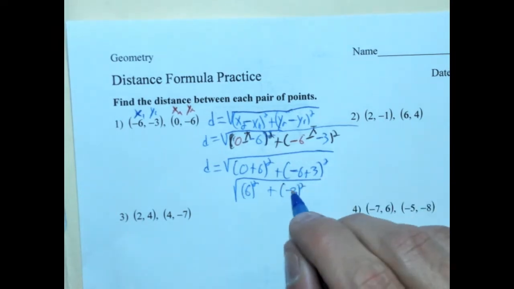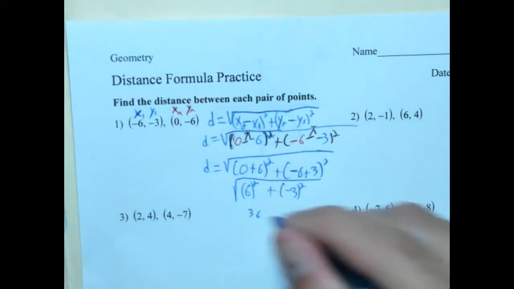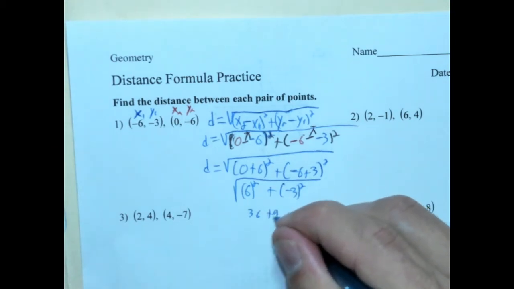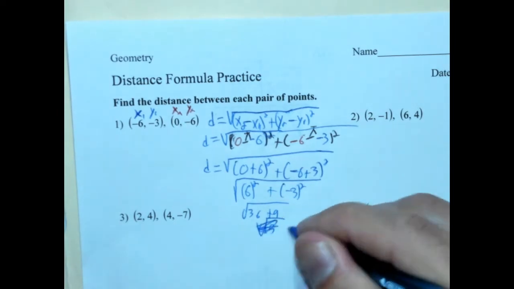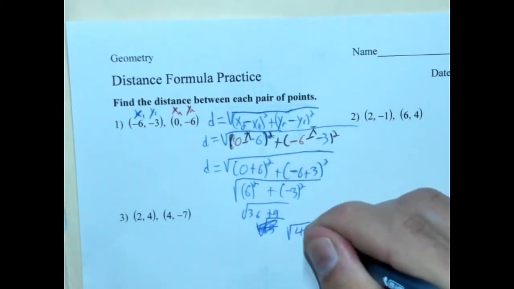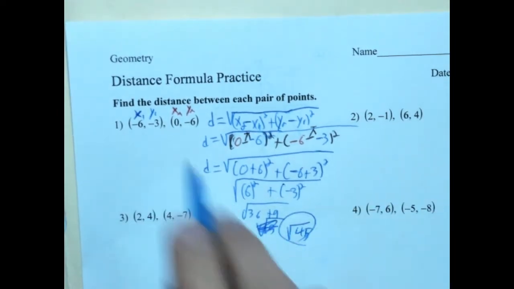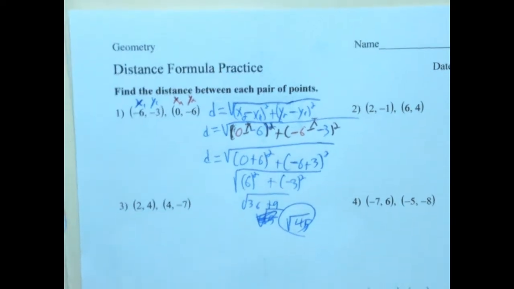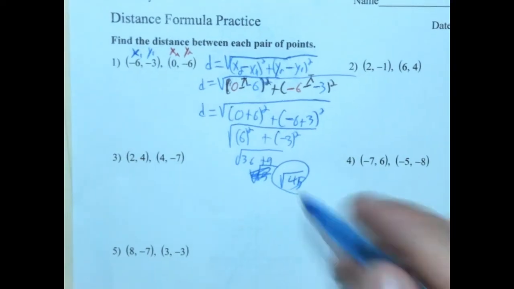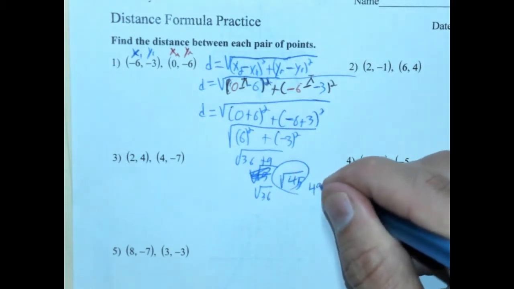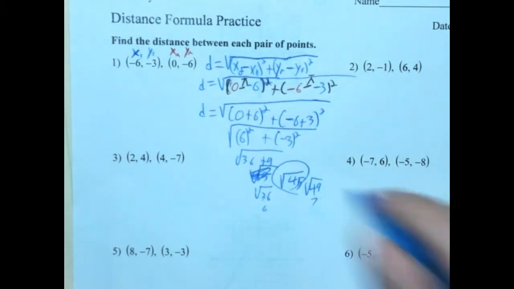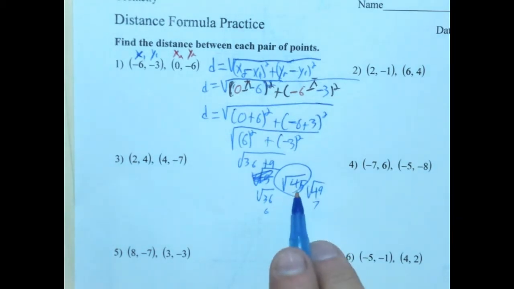So we have 6 squared and negative 3 squared. 6 squared is 36, and negative 3 squared is 9. Radical 45. So can I write that any sloppier? Jeez. Radical 45. So the distance between these 2 points is the square root of 45. And if you had to estimate that, you'd have to understand that it's between radical 36 and radical 49. In other words, it's between 6 and 7. And it's probably closer to 7, right?